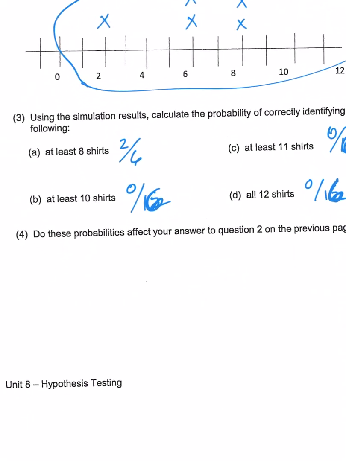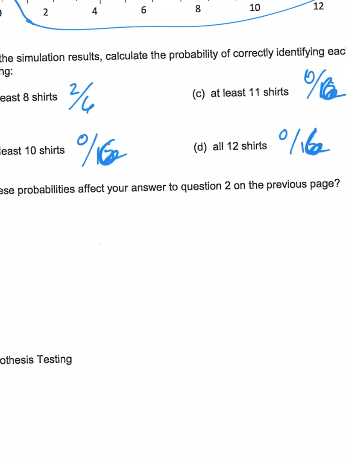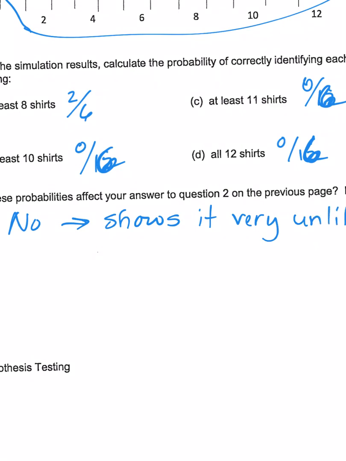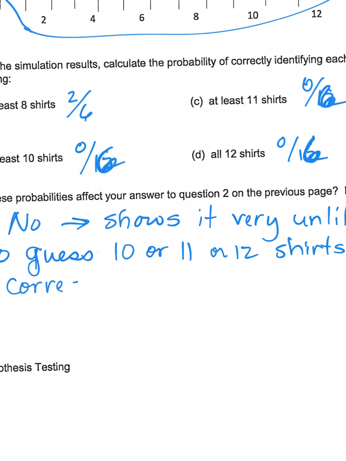Do these probabilities affect your answer to the second question? No. As a matter of fact, it shows it's very unlikely to guess 10, 11, or 12 shirts correctly, and it's really unlikely to get 12.